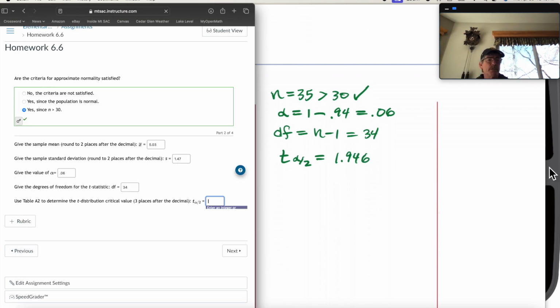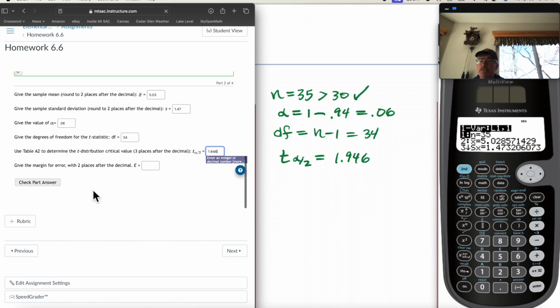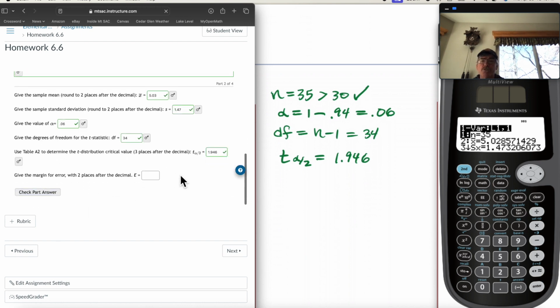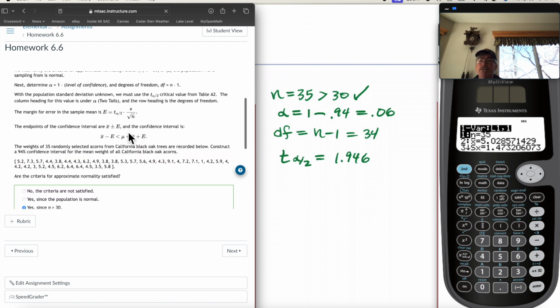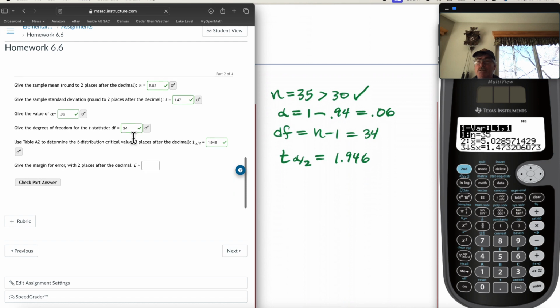Okay, and I'll just double check it here before I do any other steps. Okay, and then I'll go ahead and do my check answer. Yeah, so everything looks great. And then we'll do our margin of error. So the formula, again, it's up here. Margin of error is this one. I'll go ahead and copy that.